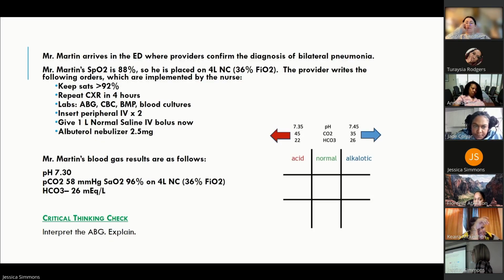So our pH is 7.3. So our pH is over here. Our CO2 is 58. So we're over here. Our bicarb is 26. So we're over here. So what is our ABG interpretation?